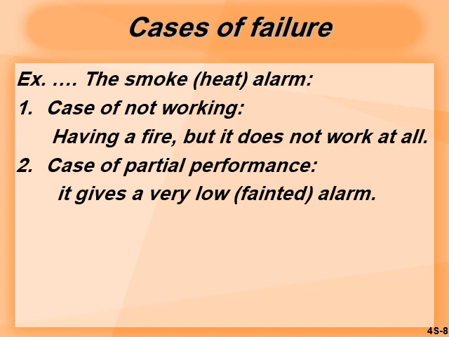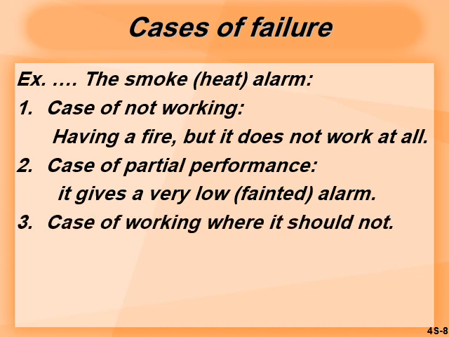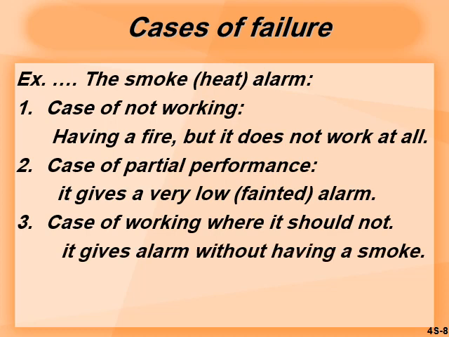So working once and not working other times, or giving a low, faint alarm or signal, means partial performance. It's considered one of the failure cases. The third one is the case of working where it should not work, which means giving an alarm without having smoke or a fire. So we have three cases of failure: either not working at all, or partial working or performance, or working where it should not work.